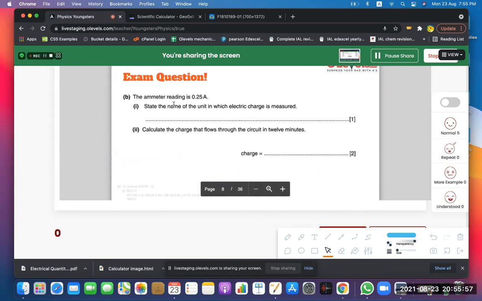Now, time for the second exam question. Here it states the ammeter reading is 0.25 amperes, and we know that the ammeter measures the current, and it's written in amperes.